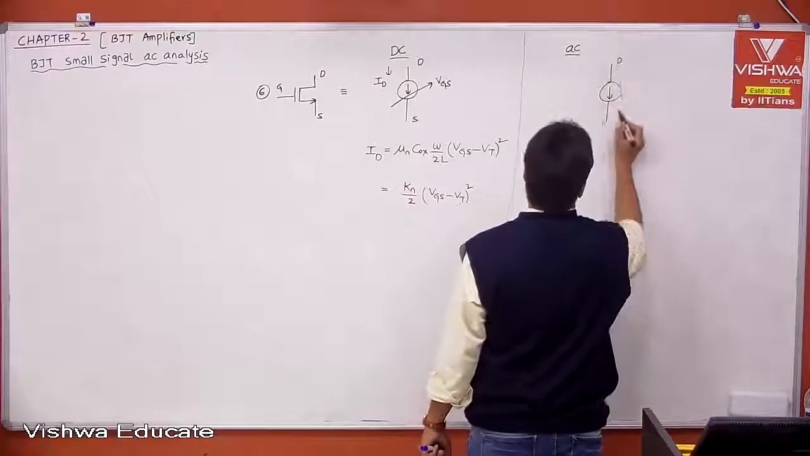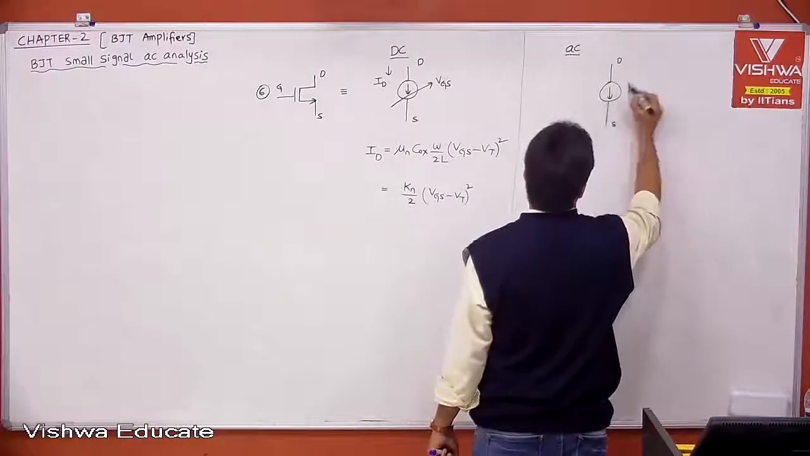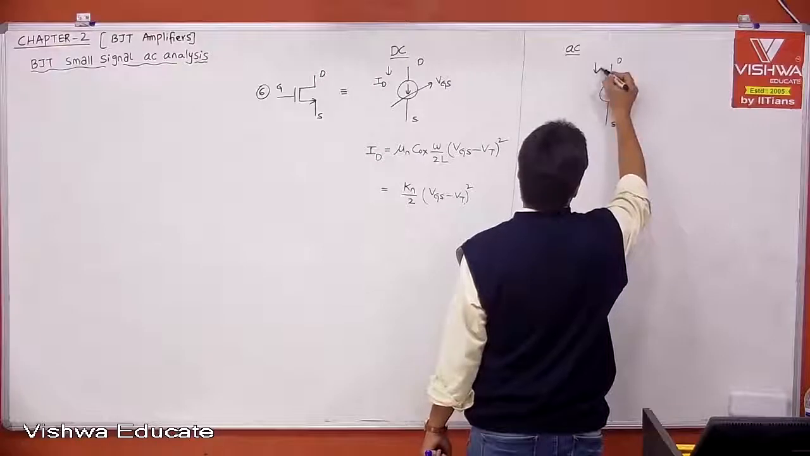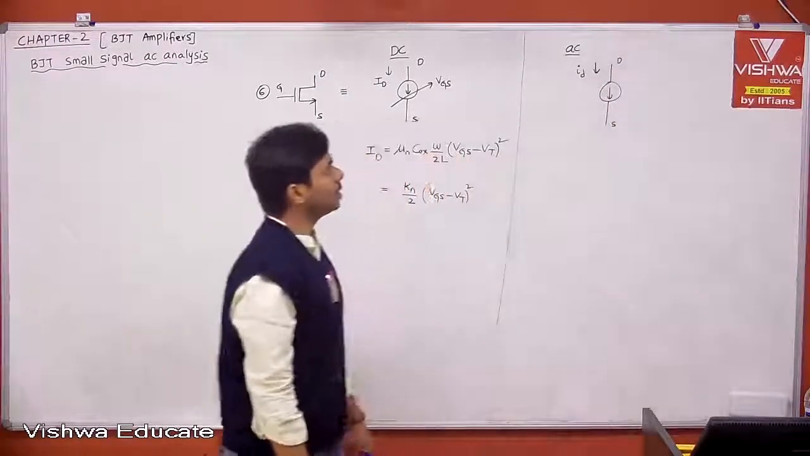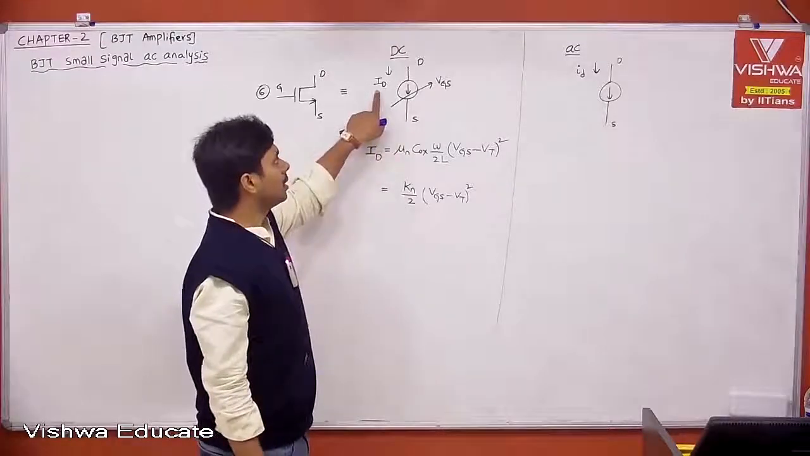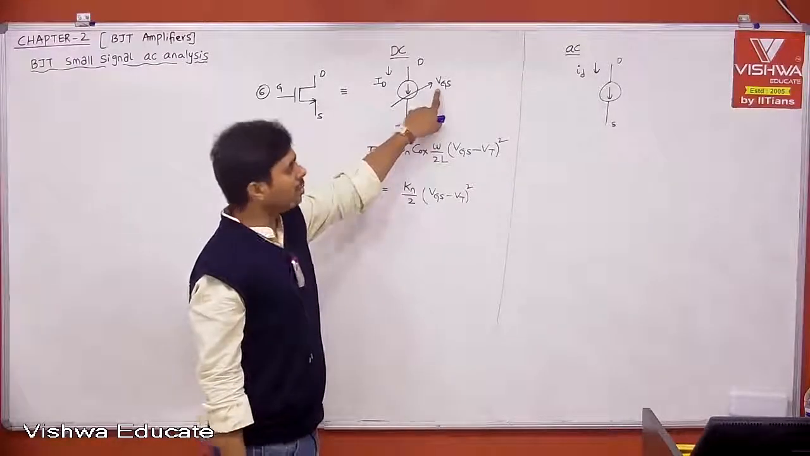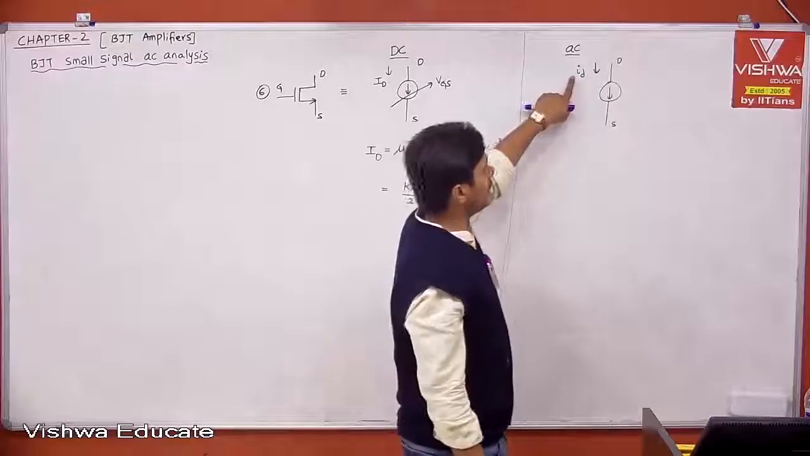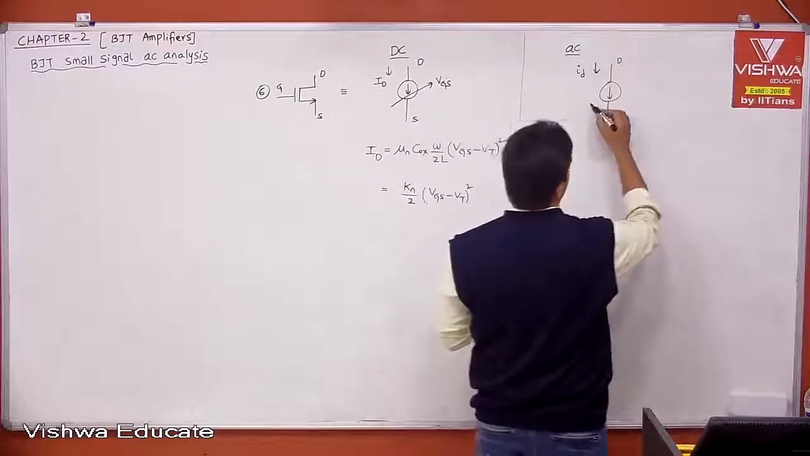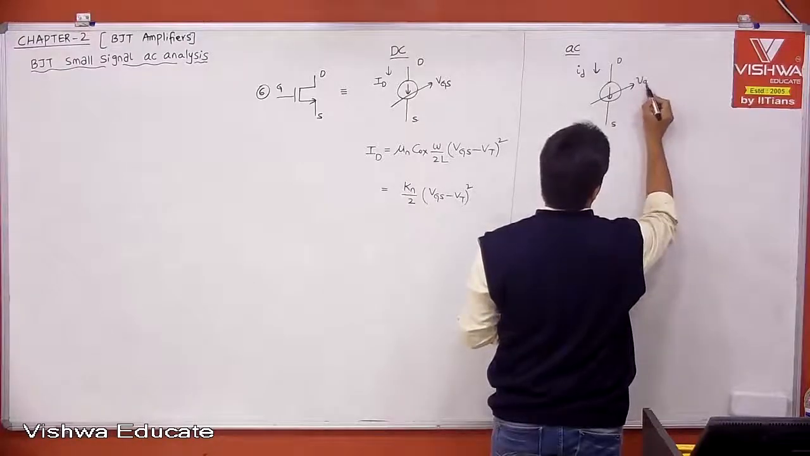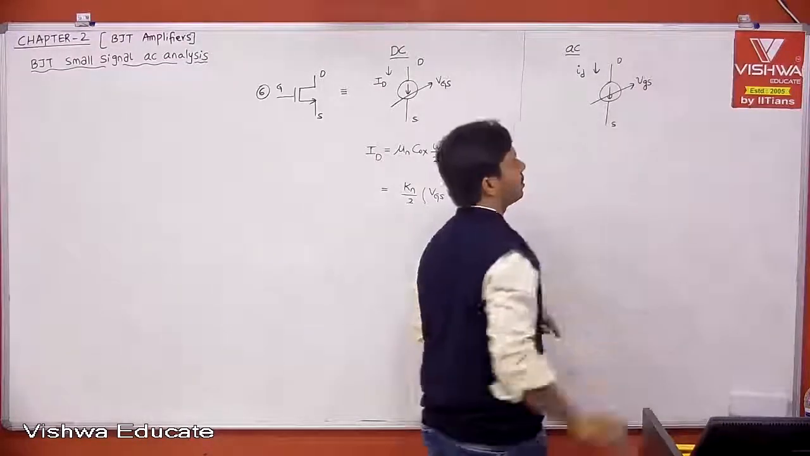This is drain. This is source. But now, this is what is controlled by whom? Now here I am looking for change in ID. Here capital ID with respect to capital VGS. Now I want to know what is the change in ID because of change in VGS. Therefore, I want to know this is due to small VGS, not capital VGS.